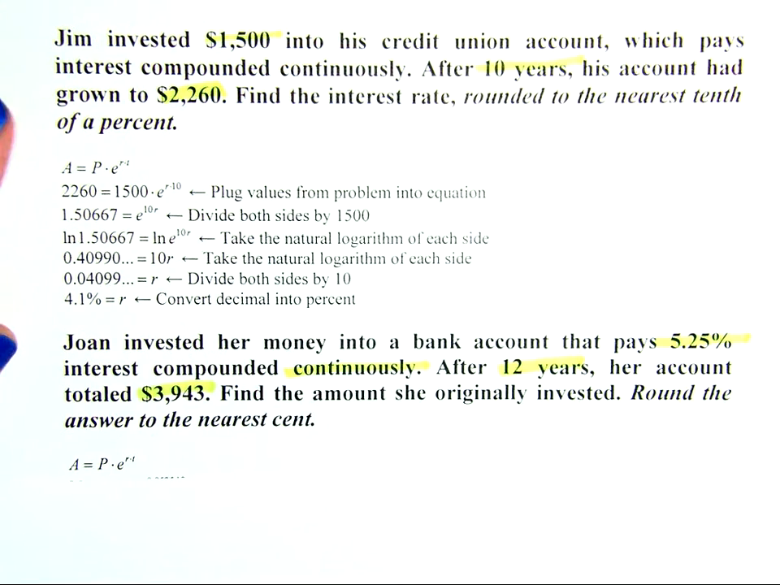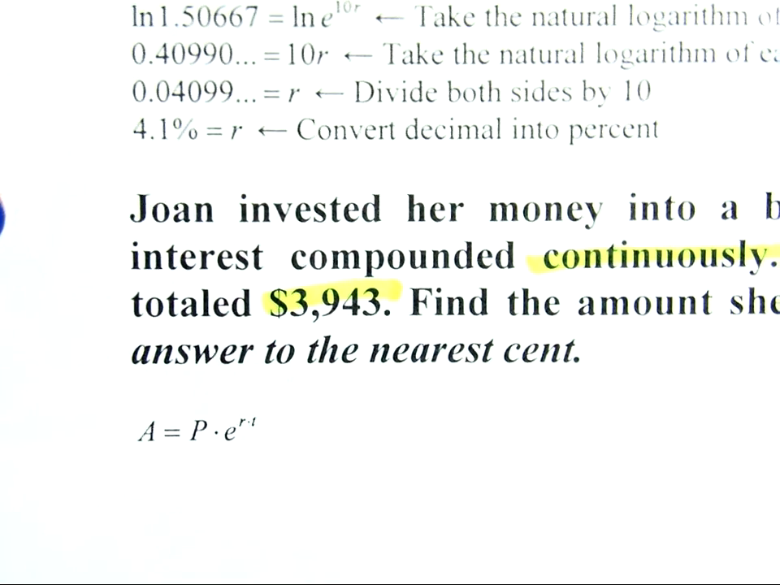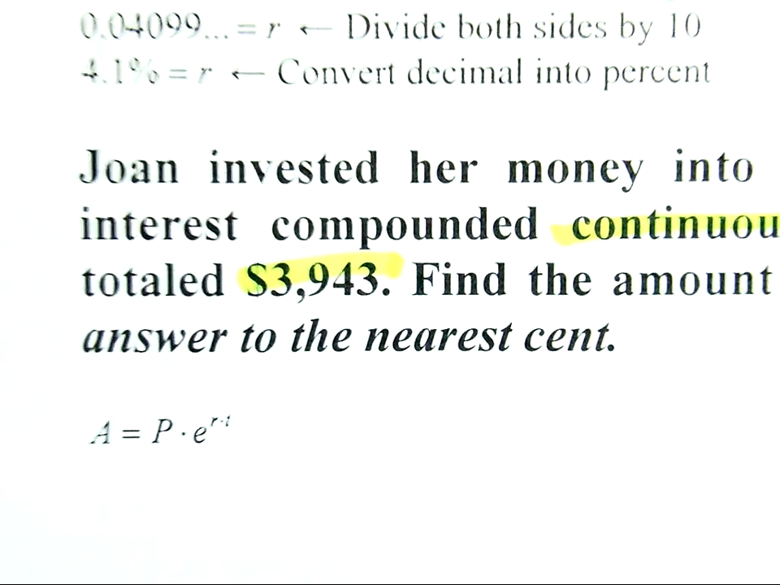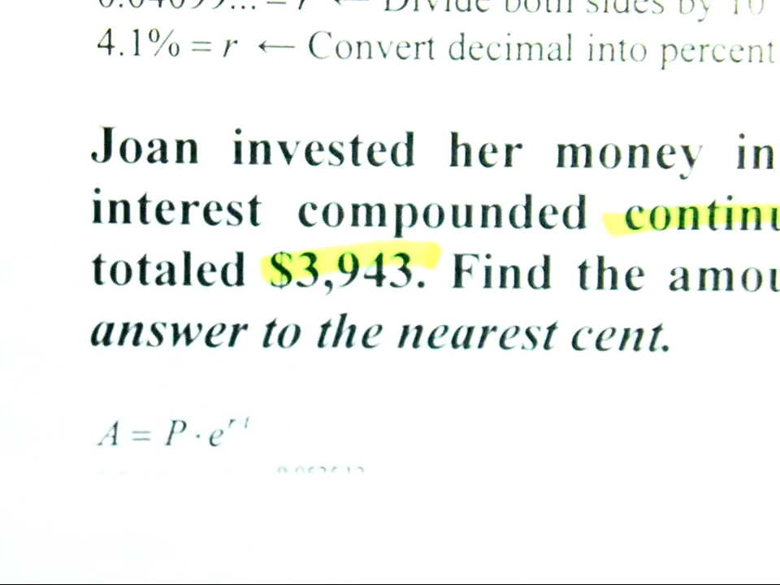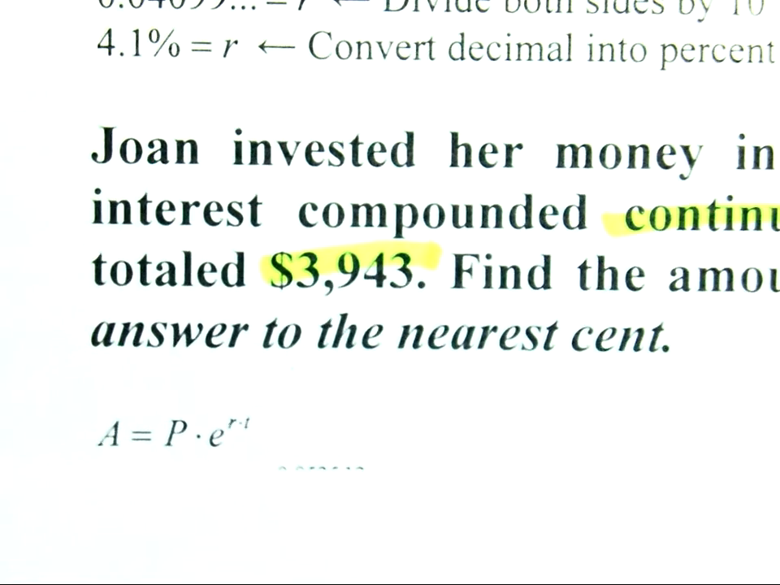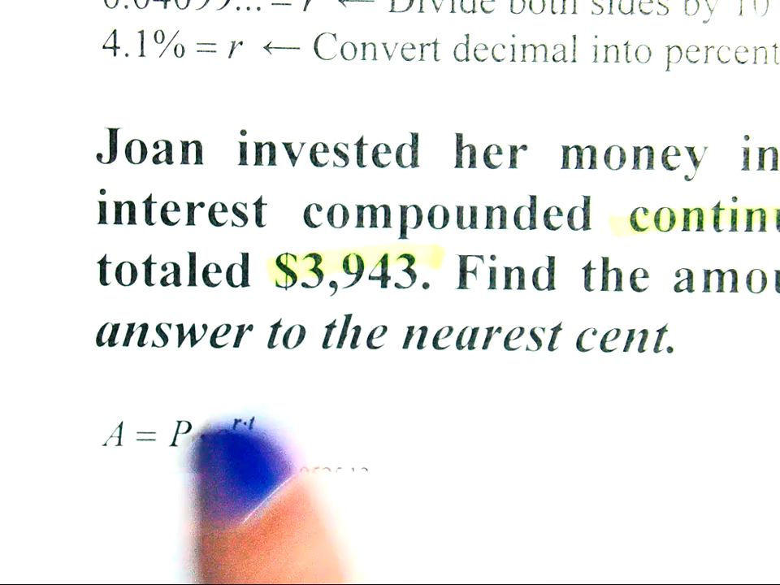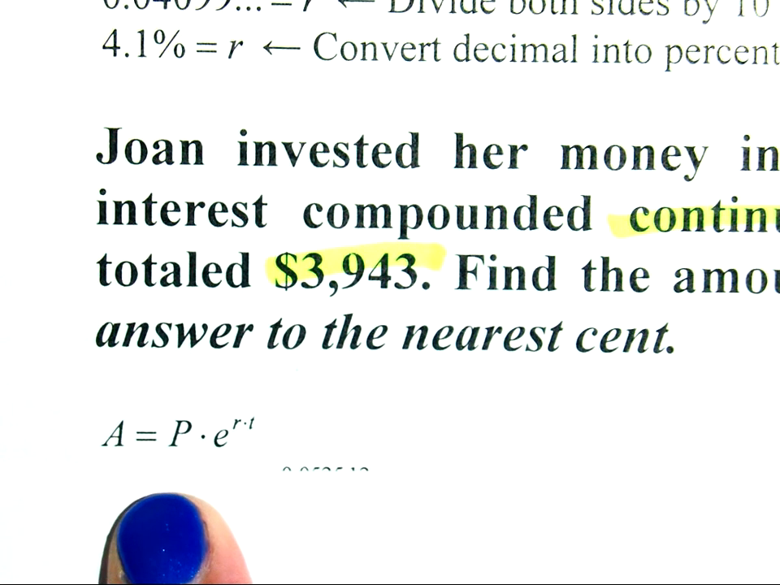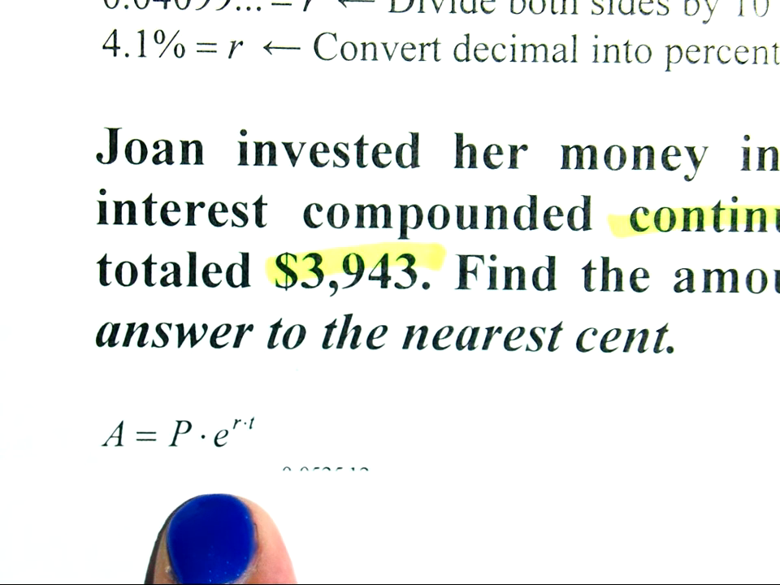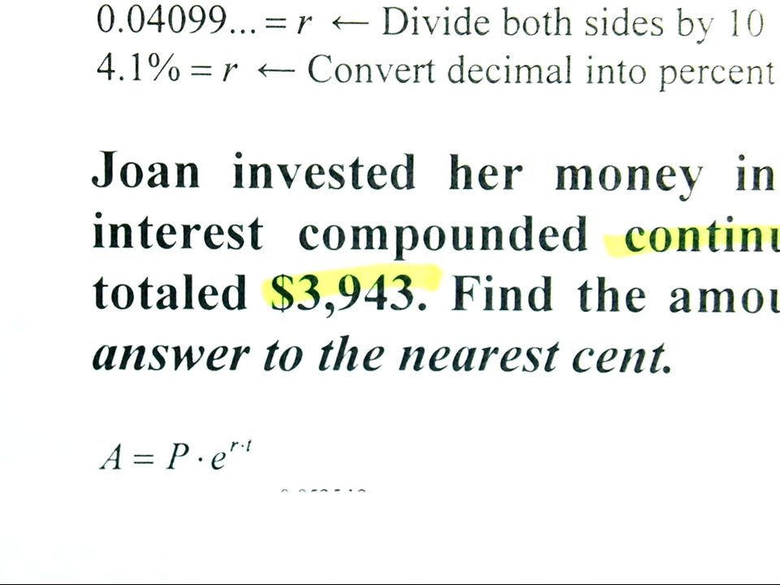The compounded continuous formula is A equals P times e raised to the rt. Now I need to think about what I was given from up above. I know A, that was the $3,943. I don't know P, what she originally invested. E is just e. R is 5.25 and t was 12 years. Now, I need to plug everything in.